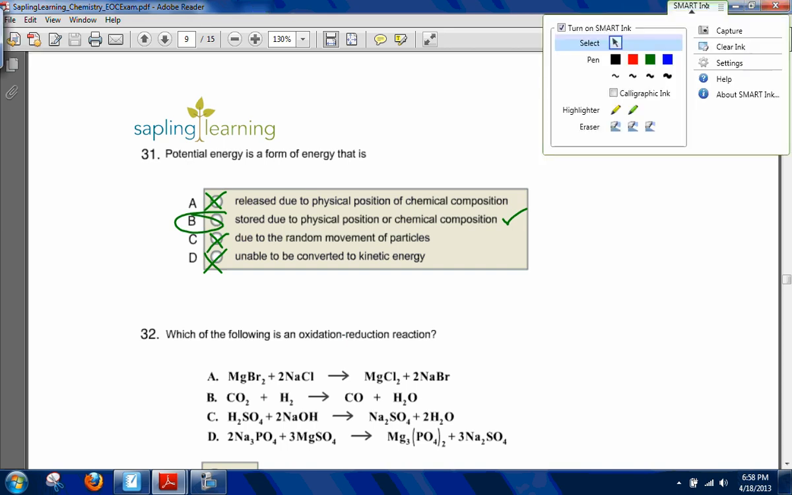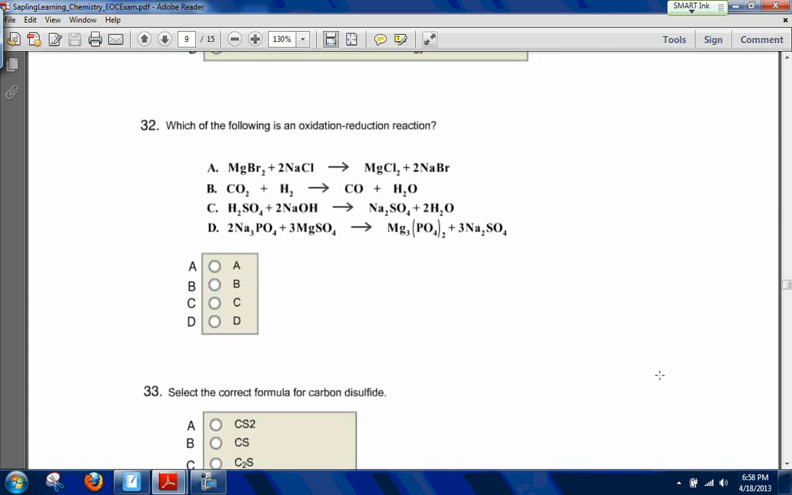All right. Next up. Which of the following is an oxidation reduction reaction? So for an oxidation reduction reaction, it's a little confusing sometimes, but what we're looking for is a change in charges. So the first one we want to do is just label the charges. So magnesium has a charge of 2, bromine has a charge of negative 1, sodium's a 1, chlorine's a negative 1. This is all based on where they are on the periodic table, how far away they are from group 18. Magnesium is 2 away moving to the left, so it's positive 2. Bromine is 1 away moving to the right, so it has a negative 1 charge.